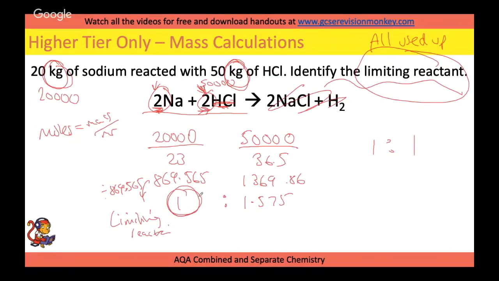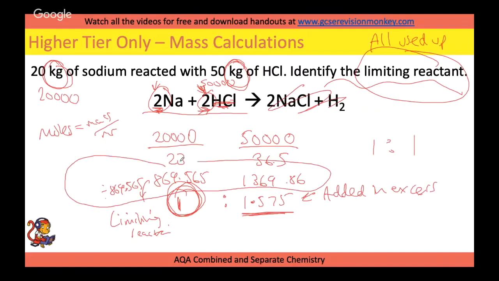Okay, because we reacted 1 mole. Now, if we had 1 mole, we should have reacted 1 mole over here, but we didn't. We added 1.575 as our ratio. So this one we've added in excess. When you do your conclusion, write about the moles that actually reacted. So write about this bit.